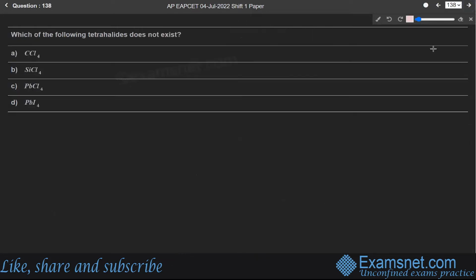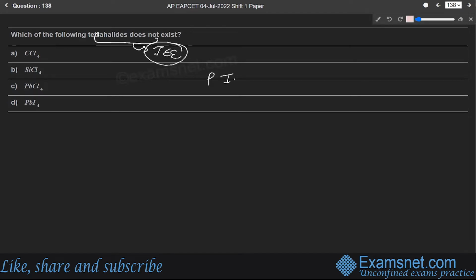Which of the following tetrahalides does not exist? Again, this question comes from block chemistry, the carbon family, and even some of the nitrogen family is covered there. This question is a repeated question, even repeated in JEE. So again, an important question.